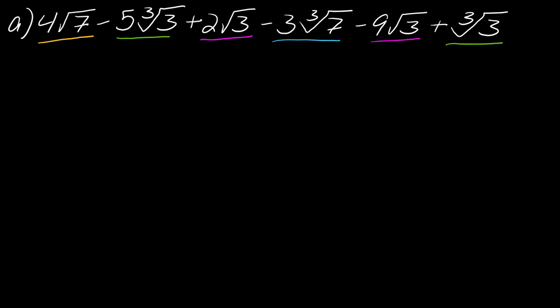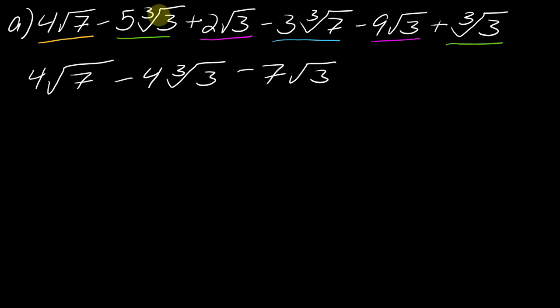So let's see, I'm going to start with just 4 times the square root of 7, so I can't do anything with that. Then I'll do this negative 5 times the cube root of 3 plus the cube root of 3, so there's an invisible 1 in front of this. So this will be minus 4 times the cube root of 3. And then I've got this 2 times the square root of 3 minus 9 times the square root of 3, so that's minus 7. And then this last one. And again, the order doesn't matter, just so long as you have all the right signs in front of everything. That's all that's really important here. So there's the idea.